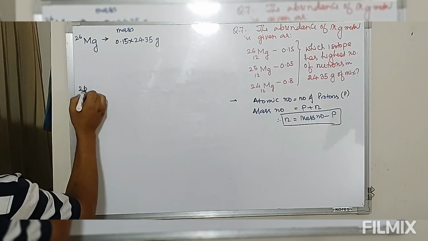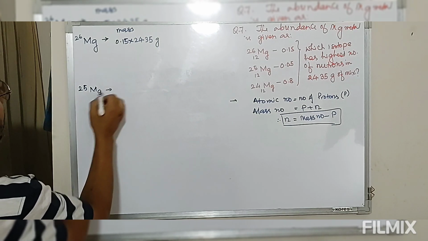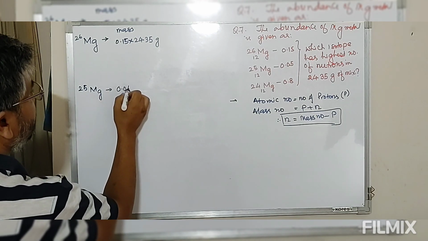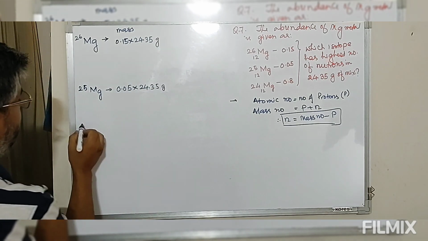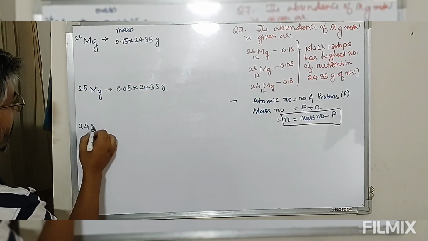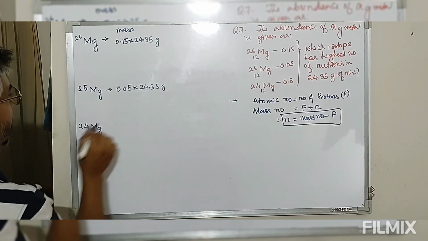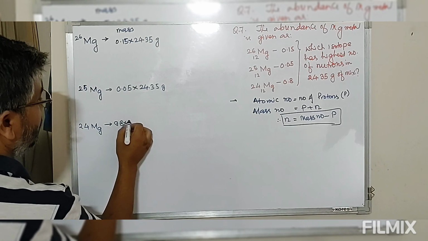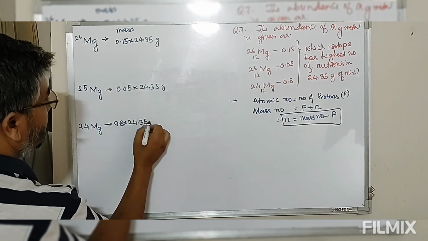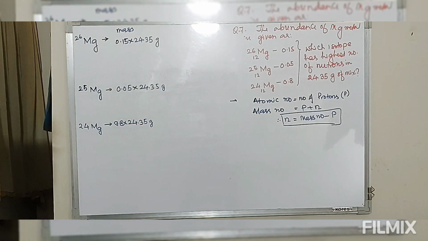For the mass of 25, the abundance is given as 0.05, and the total mass of the mixture is 24.35 gram. Similarly, the mass of isotope 24 present in the mixture is 0.8 into 24.35 gram. These are the masses of isotopes 26, 25 and 24 present in the 24.35 gram. Now the question says we have to find which contains the highest number of neutrons.